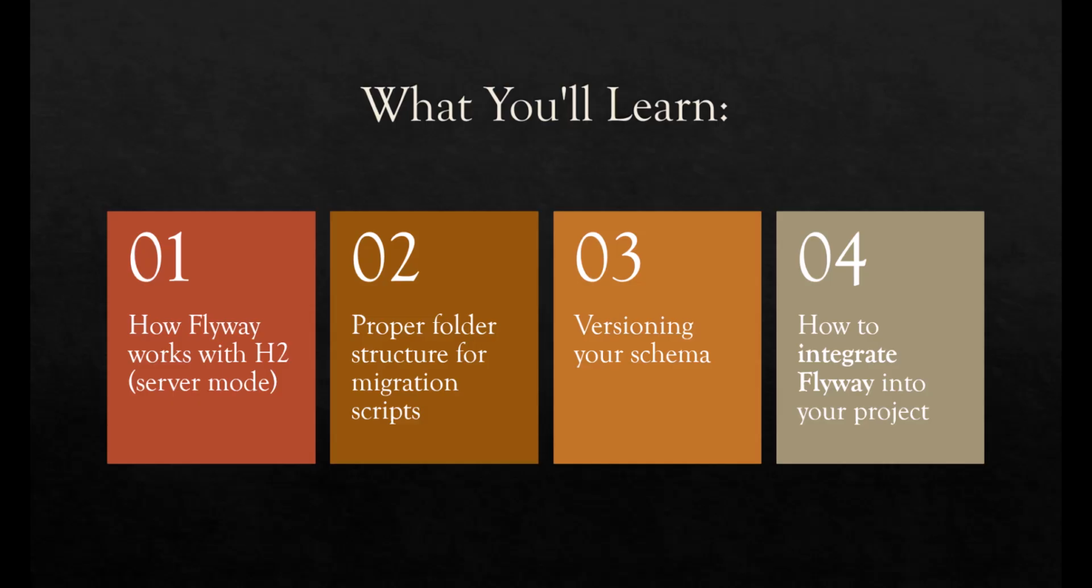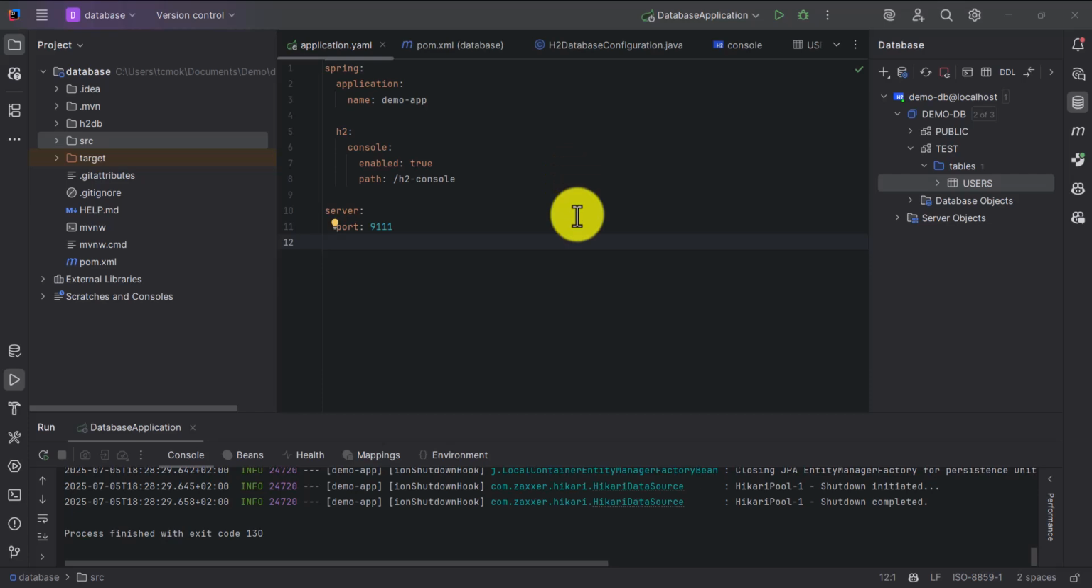So in this episode, we'll be learning about how Flyway works with H2. How do we put the folder structure for the migration? How do we version data? And how do we migrate it into our project? So let's get to it.